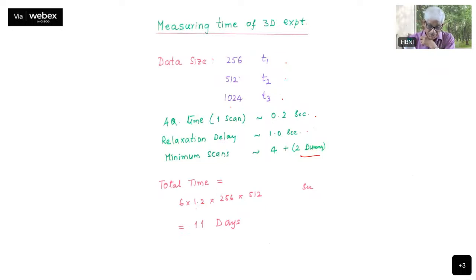And what is the time for each scan? 1.2 seconds: the acquisition plus the relaxation delay. Then you have 256 times this, 512 times this. So many seconds. That is 11 days. For one experiment, it takes 11 days. And who has that sort of time? For one experiment, you don't know whether it will work or not finally, whether you will get the desired resolution, desired experimental information. It is also very demanding on spectrometer time, and therefore these are impractical.